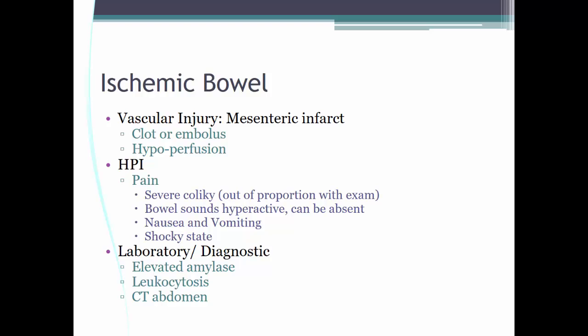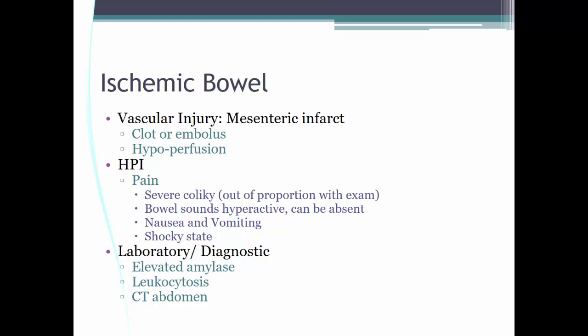Now let's talk about ischemic bowel and, in addition, mesenteric ischemia. So, ischemic bowel basically is necrosis that occurs due to a reduction of blood flow or ischemia, usually limited to the mucosa and submucosa. Occasionally could cause full thickness necrosis.